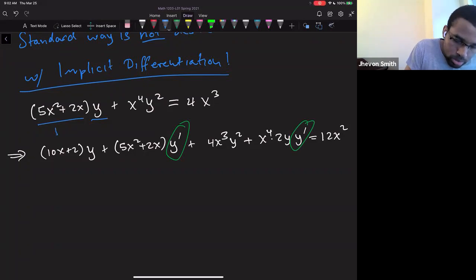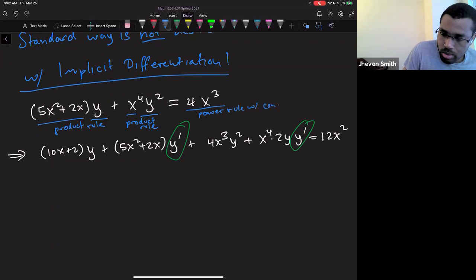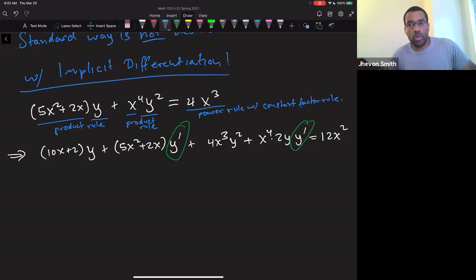Also here, I use the product rule. Here, I use the product rule. Here, I use, well, the power rule with constant factor rule. Just leave the 4, differentiate the x cubed, which is 3x squared, I get 12x squared. So yeah, and now the calculus is done. I've done the differentiation. At this point, it's just algebra.